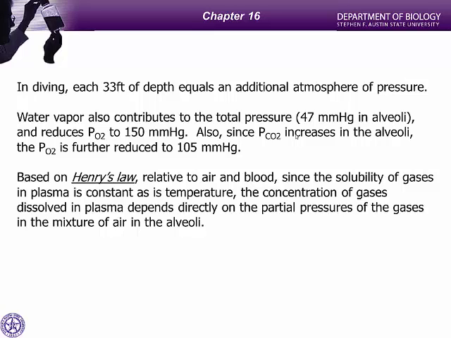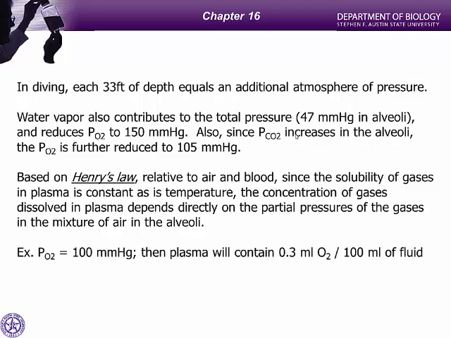Now, Henry's law, he's the one that states that, relative to the pressure of the air and the solubility of gases in the plasma, there's going to be a direct relationship between the partial pressure of the gases in the air and that mixture and the dissolved gases in your plasma. And so that's where we get this number, 100 millimeters of mercury in air. That's going to result in the 0.3 mils of oxygen in the fluid, or approximately 20 mils of oxygen when we're talking about whole blood.